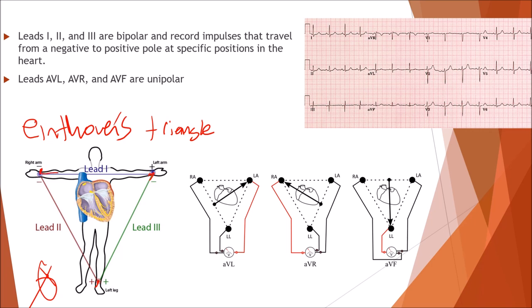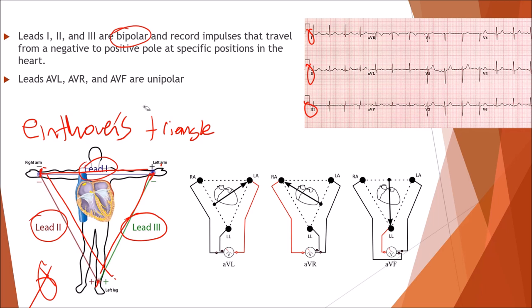The triangle is going to have three sides, right? And these sides are going to be composed of lead one, lead two, and lead three. The corners are going to be composed of that right arm that we placed, that left arm that we placed, and then that left leg. So if you ask, what composes Einthoven's triangle? It is not right arm and left leg. No, it is lead one, lead two, and lead three. When we look at the 12-lead EKG, we see lead one, lead two, and lead three. And we call these bipolar leads. So you could be asked, what are the bipolar leads? Well, you should know it is lead one, lead two, and lead three, all in Roman numerals.